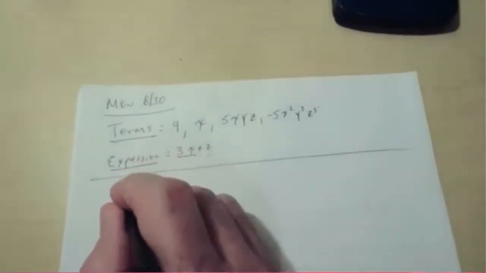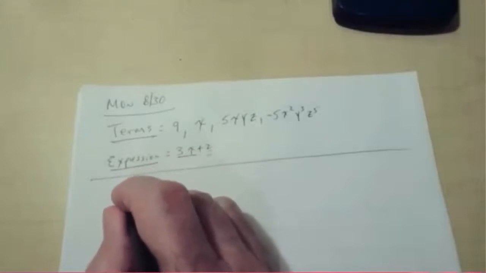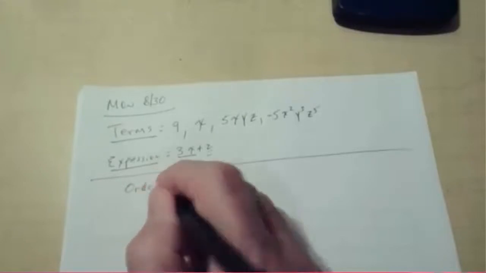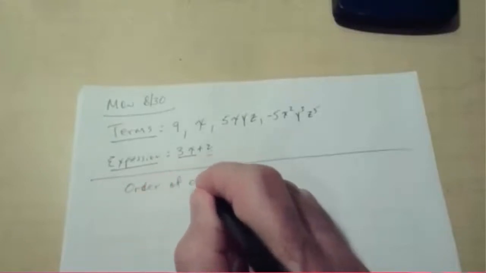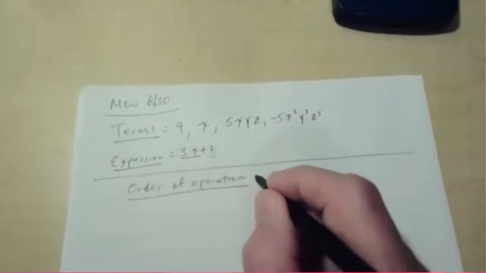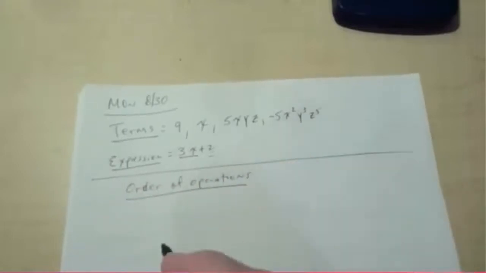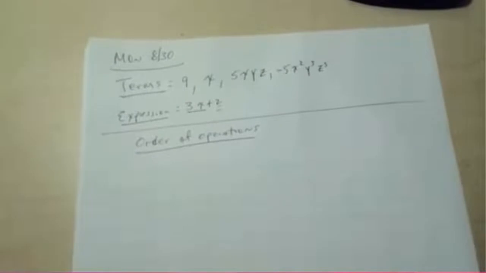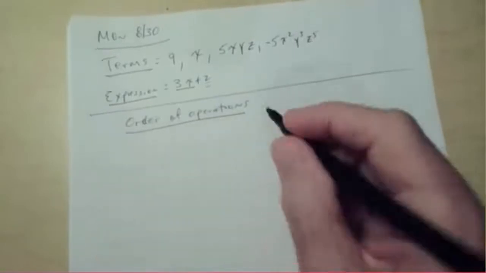Now, order of operations, probably the most used. This is probably one of the most used things we do in mathematics. It's order of operation. In other words, which one do we do first?